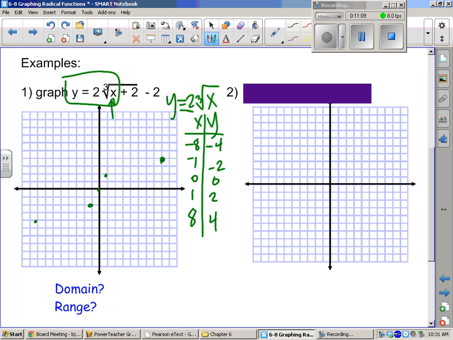Boy, you're pretty fast with those. Thanks. So putting those, well, we don't want to connect those. Well, you can, I guess. Yeah, that would be our original. But look how much taller it is because of that 2 in the front. It's stretched. Okay, what about these guys?